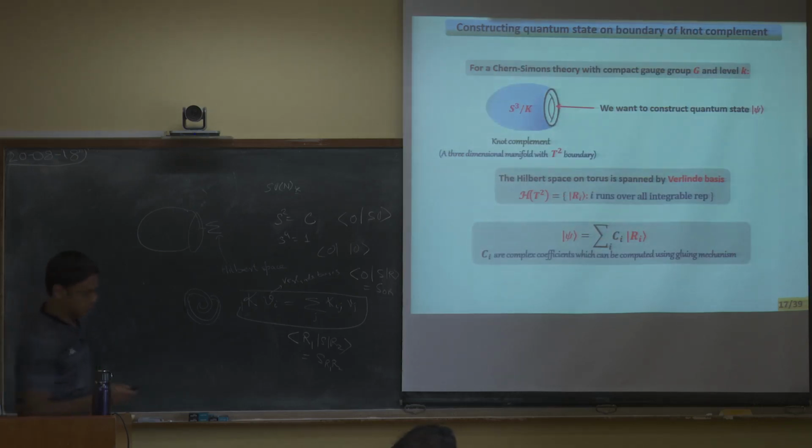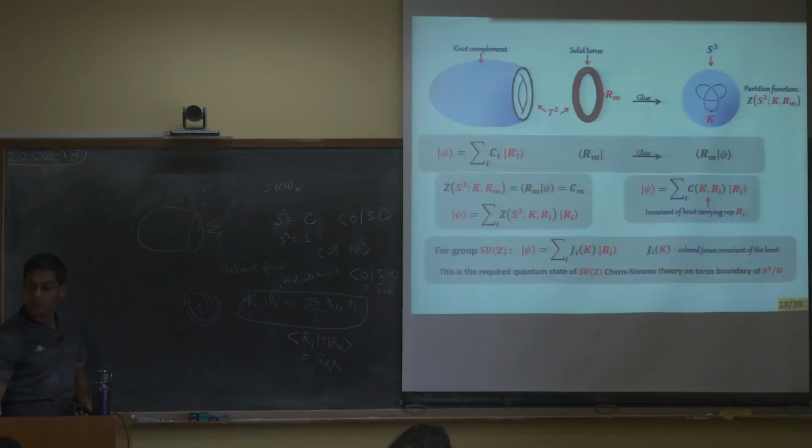Okay, so we have seen this is the knot complement manifold with torus boundary, and we want to construct a quantum state on this boundary. We know that if the boundary is a torus, then the Hilbert space is a finite dimensional space which is spanned by the Verlinde basis, or in terms of the basis of the integrable representations. So any state psi on this boundary can be written as a linear combination of this Verlinde basis like this. These are some complex coefficients, but as of now, we don't know what these coefficients are.